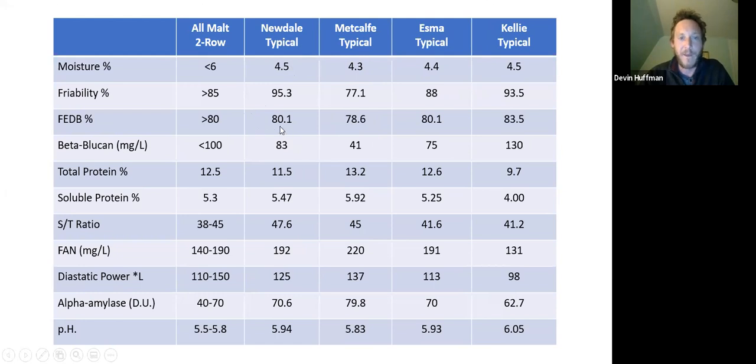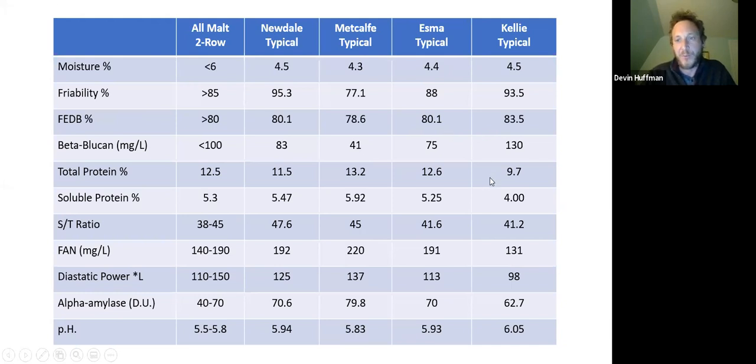Targeting extract potential. The Kelly, for example, is 83.5, so that's well above. We're usually topping out at 80.1. The Newdale barley is basically max. 83.5 is a difference that's going to show up in a brew house, despite specific efficiencies of the brewing process. It's enough of a difference.